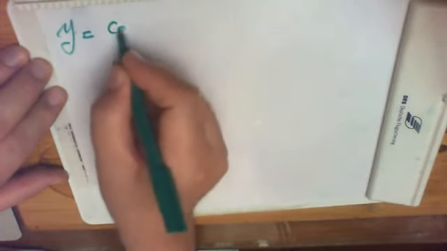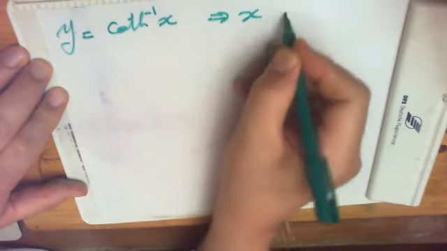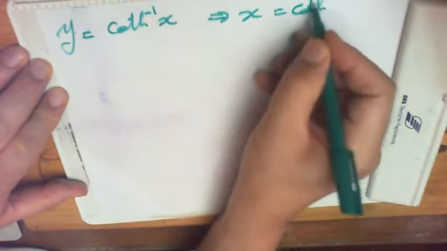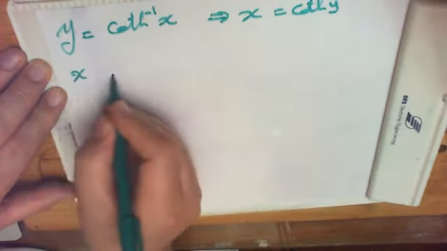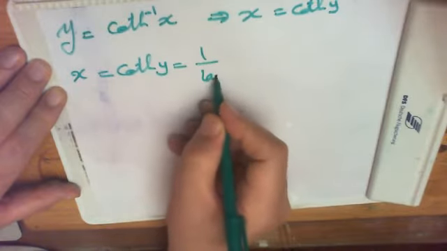Okay? Someone may still have some doubt. Don't worry. Everything can be proved, as it is a correct thing. As you know, y equals cotangent minus 1 of x means x equals cotangent y. But cotangent y is 1 over tangent. Okay?